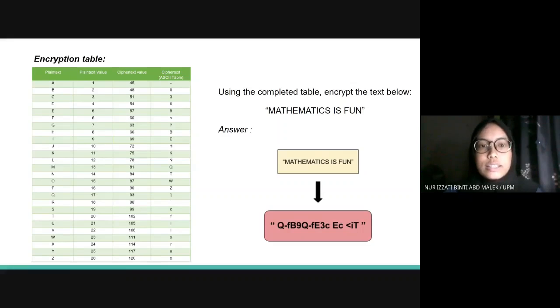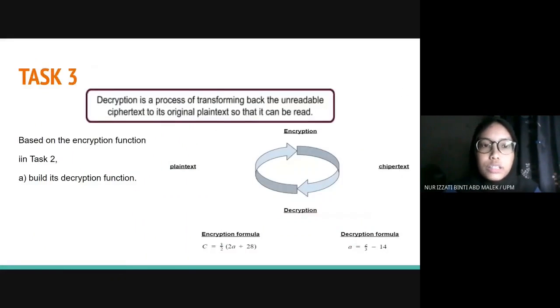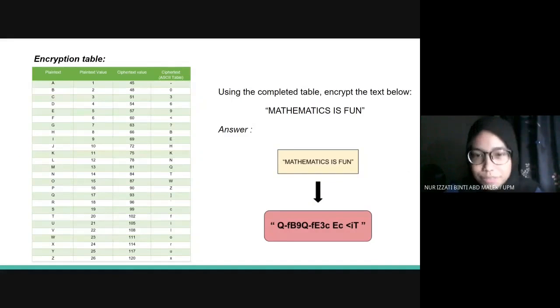The next question given: using the completed table, encrypt the text below, which is "mathematics is fun". By alphabet, we translate the plain text into the ciphertext. For M we got Q, A equals dash, E equals F, H equals B, and so on until we got the complete ciphertext for "mathematics is fun". So that's all for task 2.